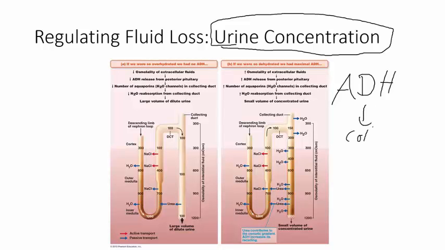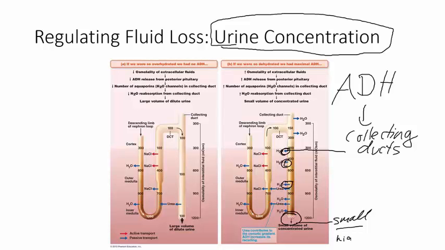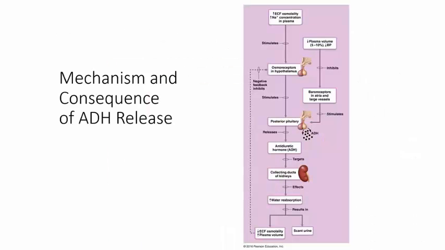Antidiuretic hormone acts on the collecting ducts of the nephron, and when it does that, it inserts aquaporins, which allow water to travel down their osmotic gradient into this concentrated medullary area and be reabsorbed back into the blood, so that when the urine is excreted, it's a smaller amount and it's in a higher concentration. So that is one way that we can regulate fluid loss in the kidneys.